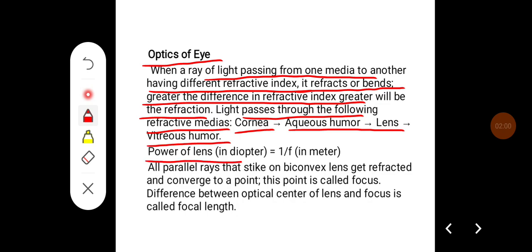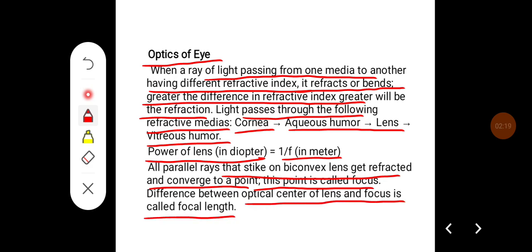The power of the lens in diopters can be given as 1 by f, where f is the focal length in meters. All the parallel rays that strike a biconvex lens get refracted and converge to a point, and this point is called the focus. The distance between the optical center of the lens and the focus is called the focal length.